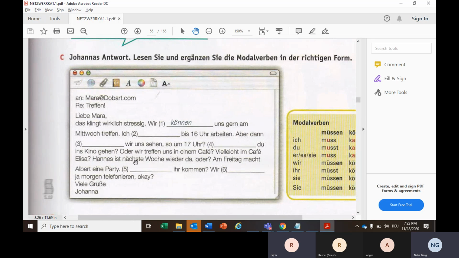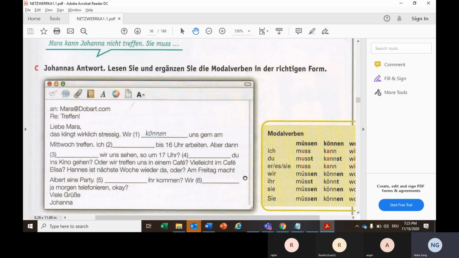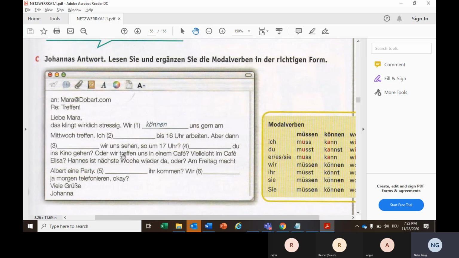Okay, so let's do this exercise in a combined way. Now, Johannes antwortet. Now the friend is responding to the email. Lesen Sie und ergänzen Sie die Modalverben in der richtigen Form. So here we have to read the email and fill in the modal verbs in a correctly conjugated manner. Everyone can read one or two sentences. Angie, let's start with you this time. Start from here: Liebe Mara.